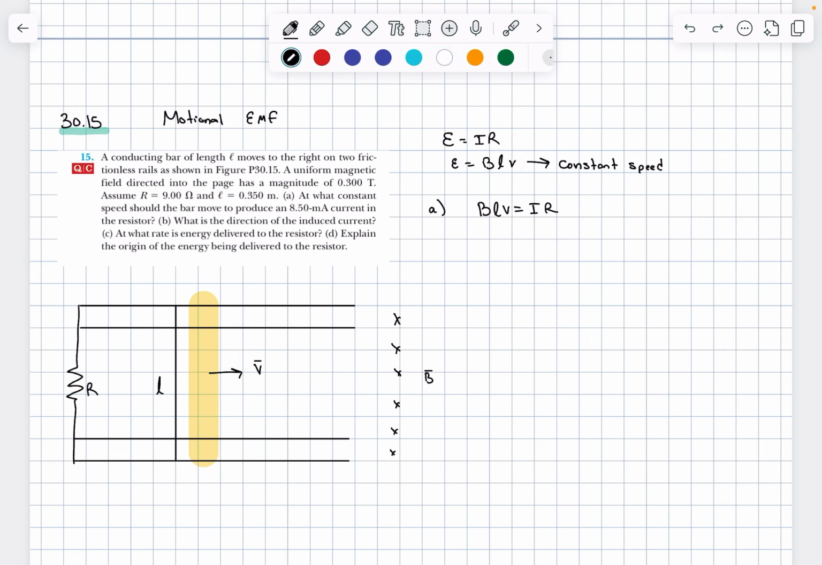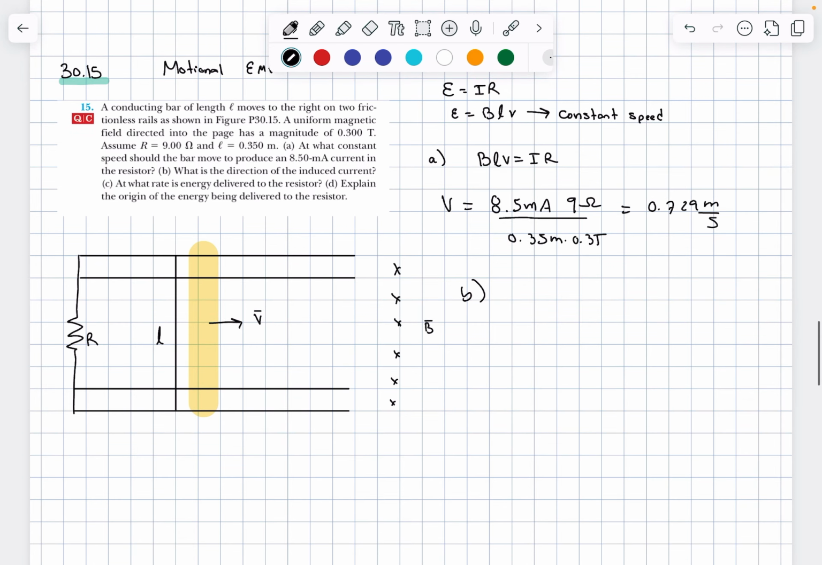All we have to do is solve for V. So V is equal to the current we want, 8.5 milliamps, times the resistance of 9 ohms, divided by 0.35 meters times 0.3 Tesla, and that gives us 0.729 meters per second. Okay? B then says, what is the direction of the induced current?